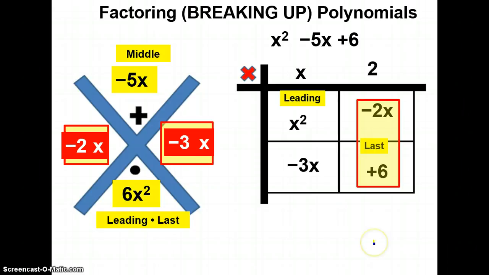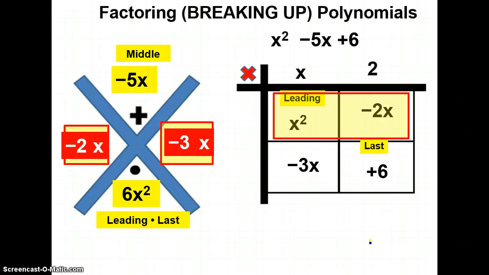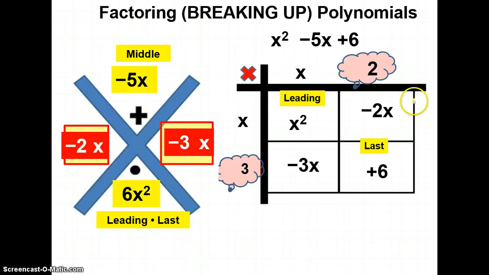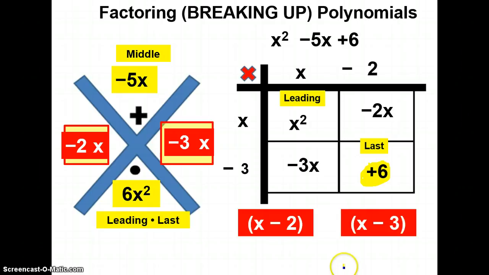Both are multiples of 2. What do these two have in common? X. And what are these both a multiple of? Both are a multiple of 3. So now we're going to decide where to put the negative. Should I put the negative on the 2? Should I put the negative on the 3? Or should I put it on both? Both. So the negative 3 times the negative 2 will get me a positive 6. So my binomials are x minus 2 and x minus 3.